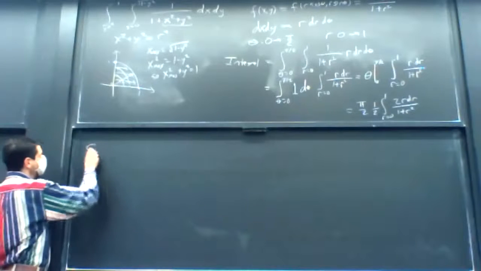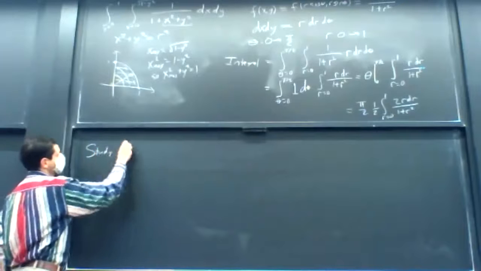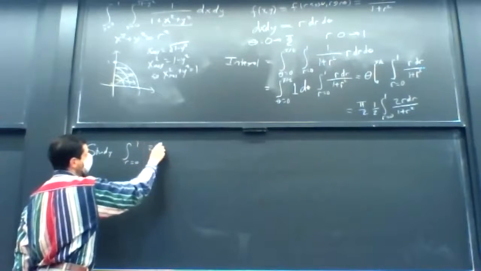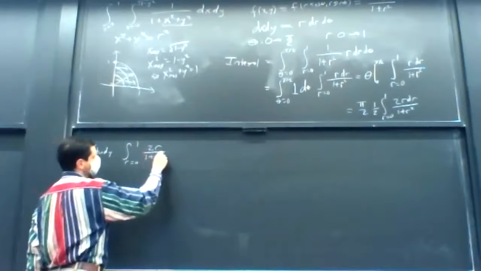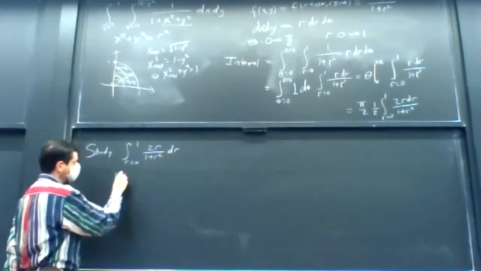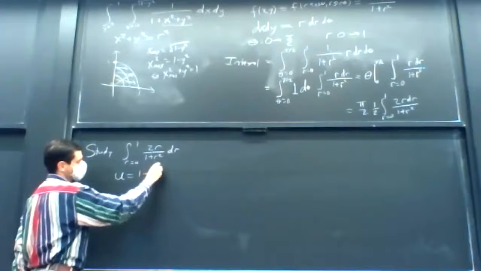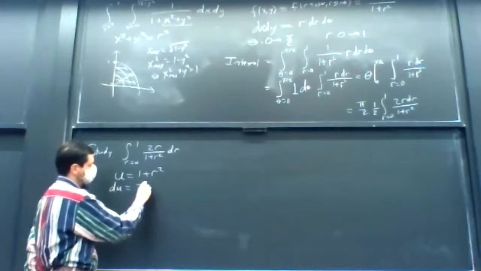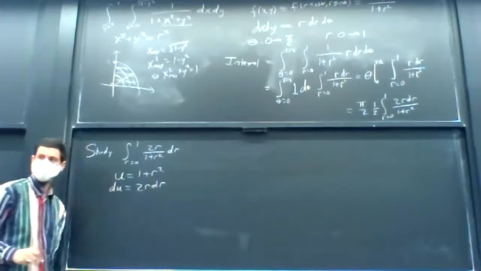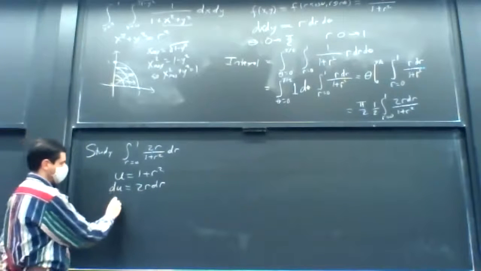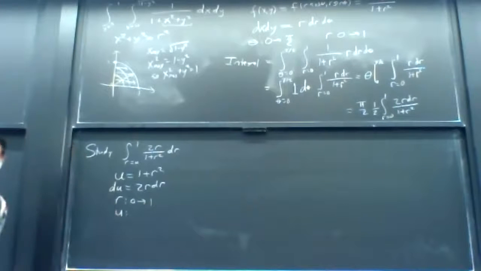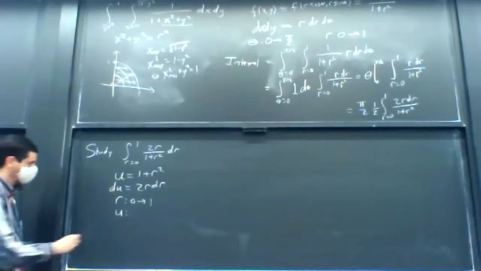So now let's study the integral r goes from 0 to 1 of 2r over 1 plus r squared dr. Let u be 1 plus r squared. Du is going to be 2r dr. R goes from 0 to 1. What does u go from? 1 to 2.